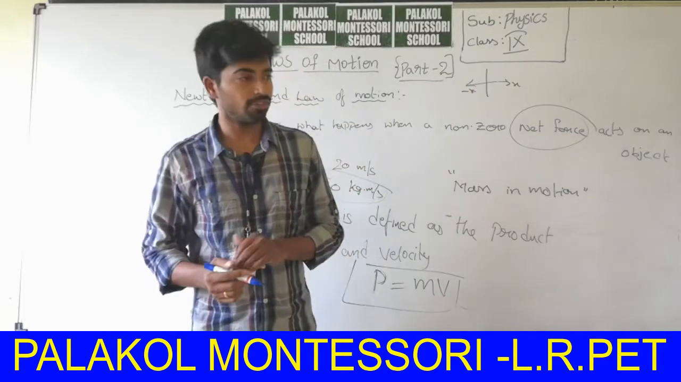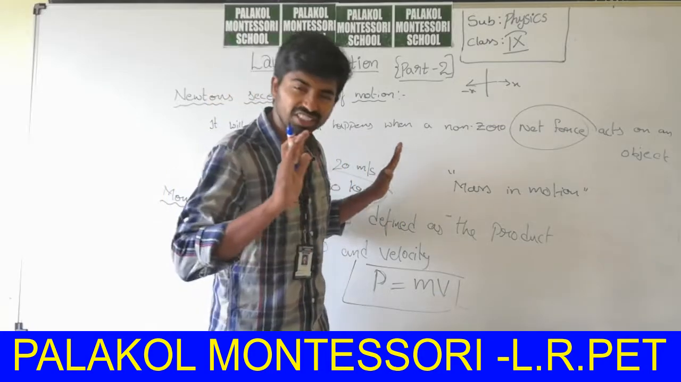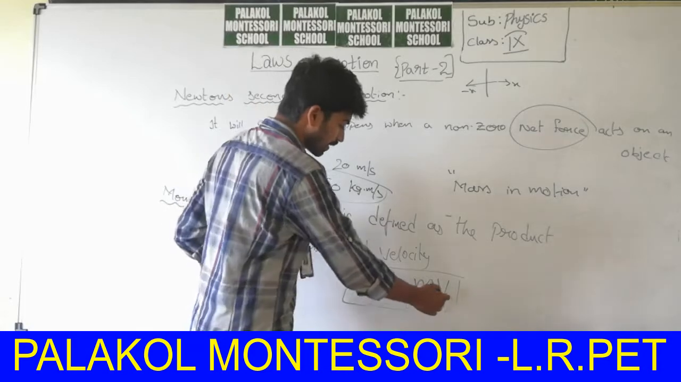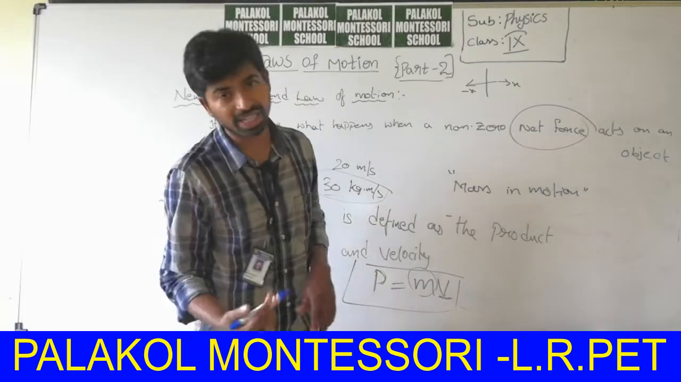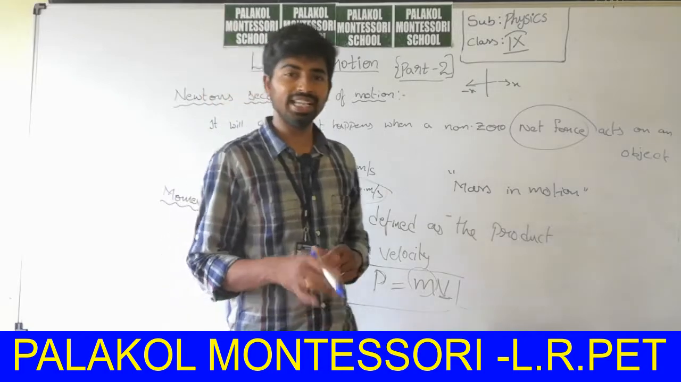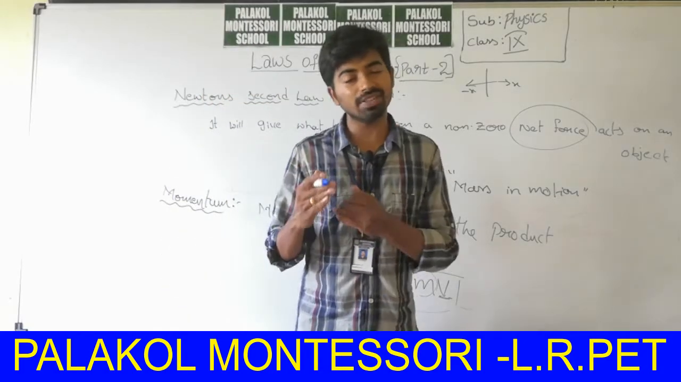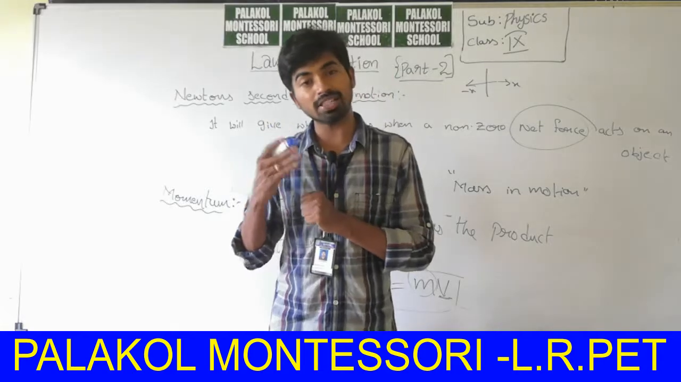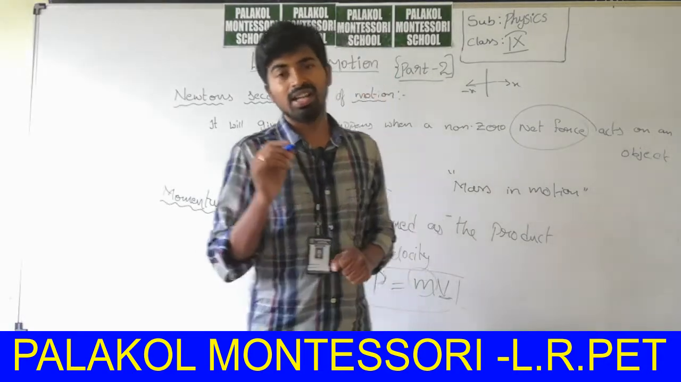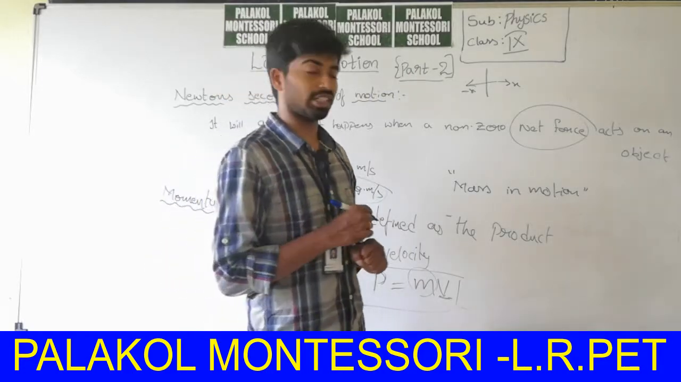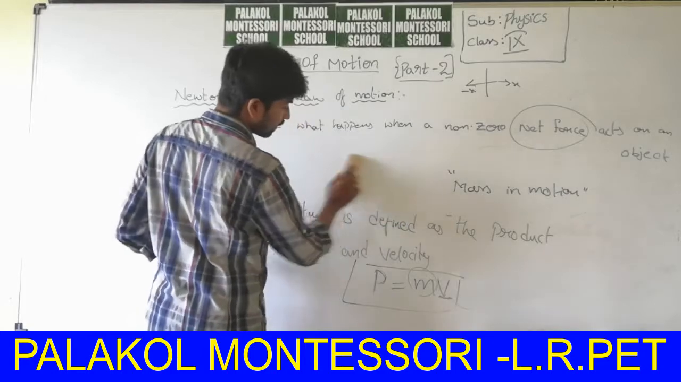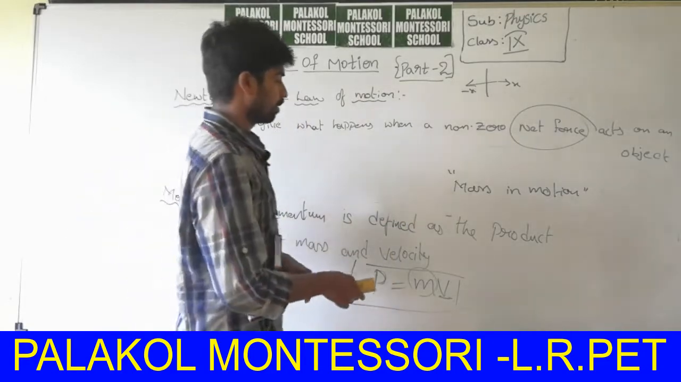If a lorry and a car are moving with the same velocity, which will have more momentum? They have the same velocity, but the lorry's mass is greater, that is why the momentum of the lorry is very much greater. So, momentum will give how much mass was attached to the velocity, to the motion. So, momentum is defined as the product of mass and velocity.